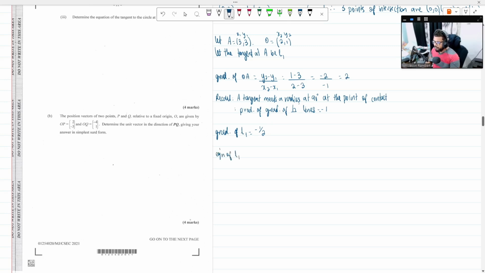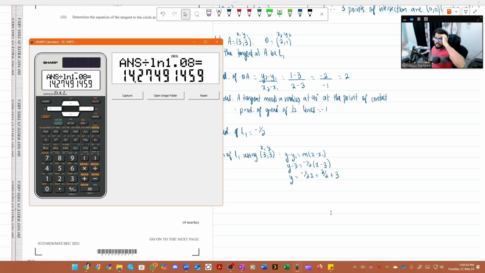Equation of L1 using the point (3, 3). This is my x1 and my y1. y minus y1 is m into x minus x1. y minus 3 is minus a half into x minus 3. So I'll get y is equal to minus 1/2 x plus 3 over 2 plus 3. I have my calculator. 3 over 2 plus 3 is 9 over 2.